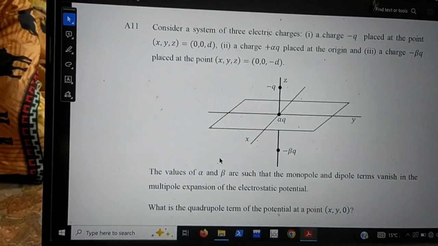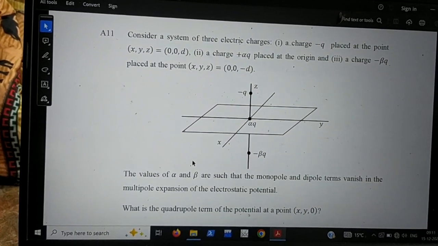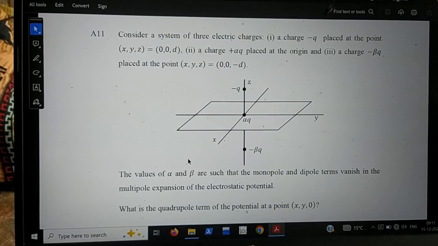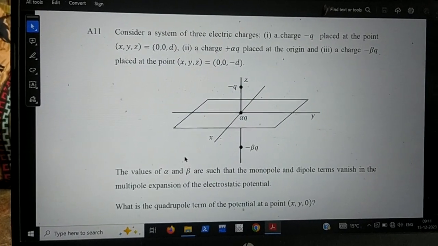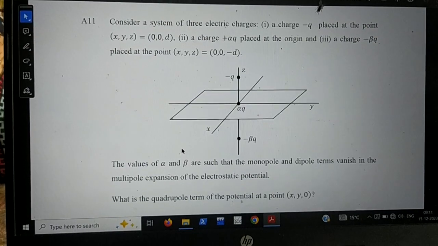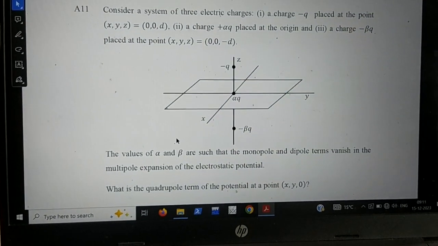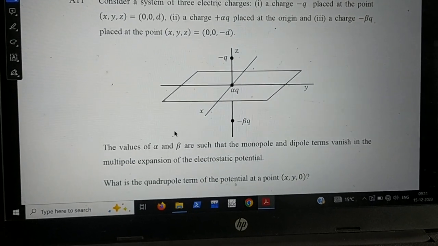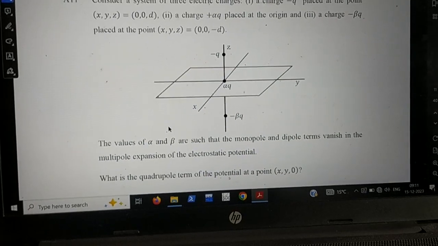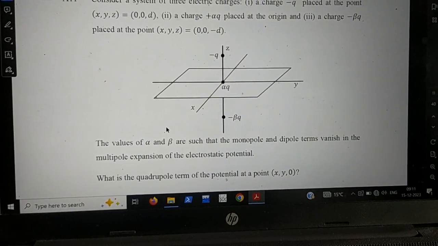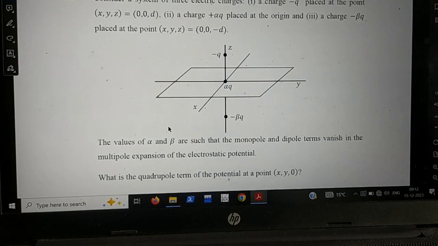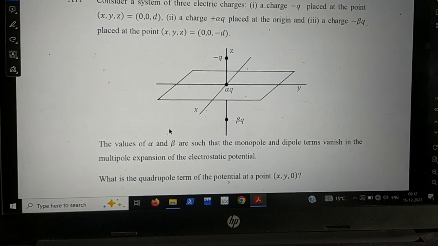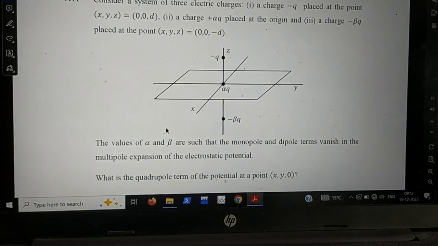Now question number 11. Consider a system of 3 electric charges: minus q placed at the point 0, 0, d, plus alpha q placed at the origin, and minus beta q placed at the point 0, 0, minus d. This is the figure, and they said that the monopole and dipole terms vanish. Alpha and beta should be such that the monopole and dipole terms vanish in the multipole expansion of the electrostatic potential. So what is the quadrupole term of the potential at a point x, y, 0? It means z is equal to 0.